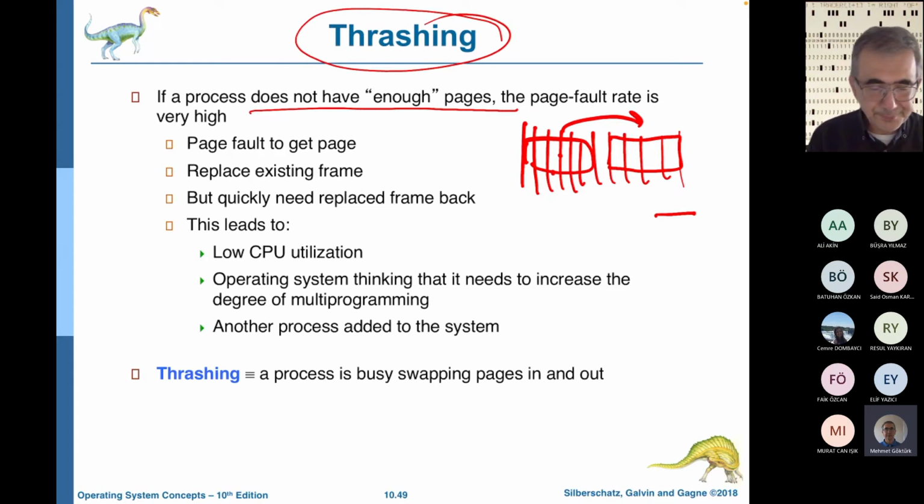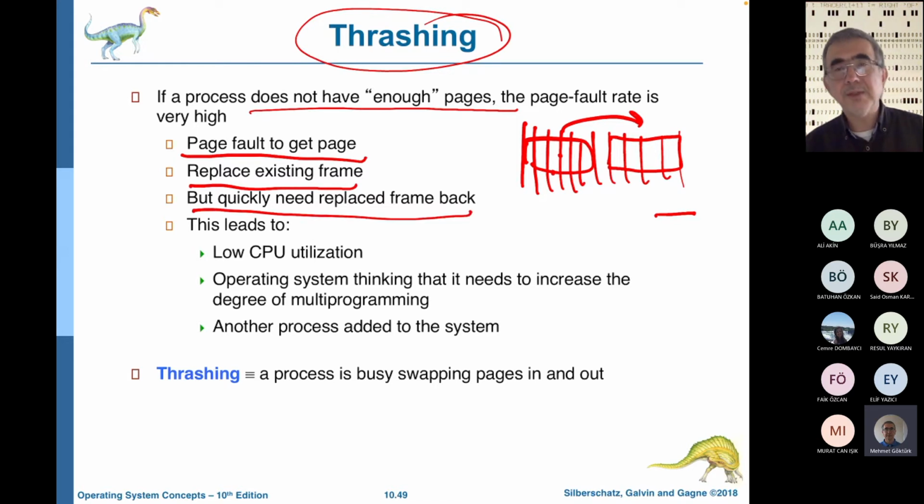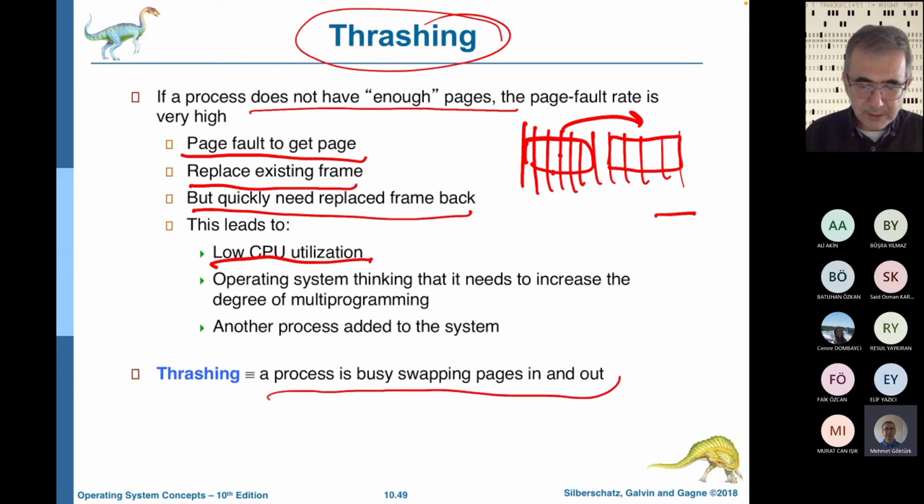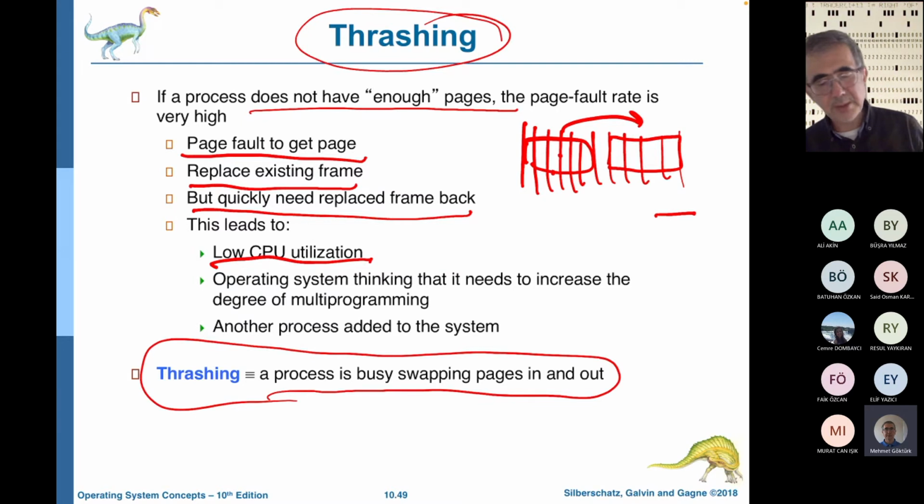In thrashing, we have a page fault, replace a frame, but we need that frame back. We need the victim back. So it leads to low CPU utilization. If the CPU utilization is low, the scheduler thinks that it should increase the utilization by adding more processes, and the performance goes down further. If the process is busy swapping in and out in the virtual memory structure, no job is performed, only swapping.